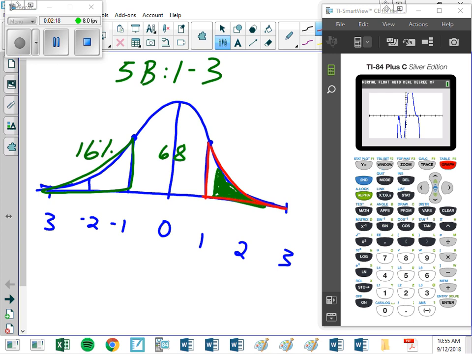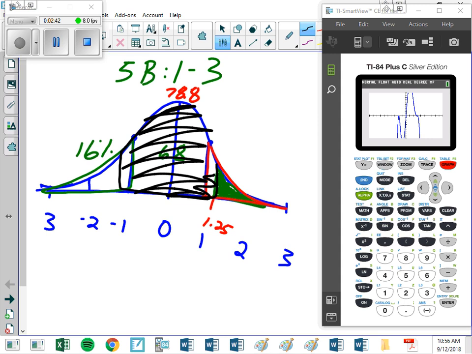To figure it out, I need to find the central area for 1.25. So I go to my table. 1.25 looks to be about 0.788, 78.8. And that is the area from here to here. That's not what I want. I want how much is to the right of that area. So I have to take 100 minus 78.8, which is 21.2.